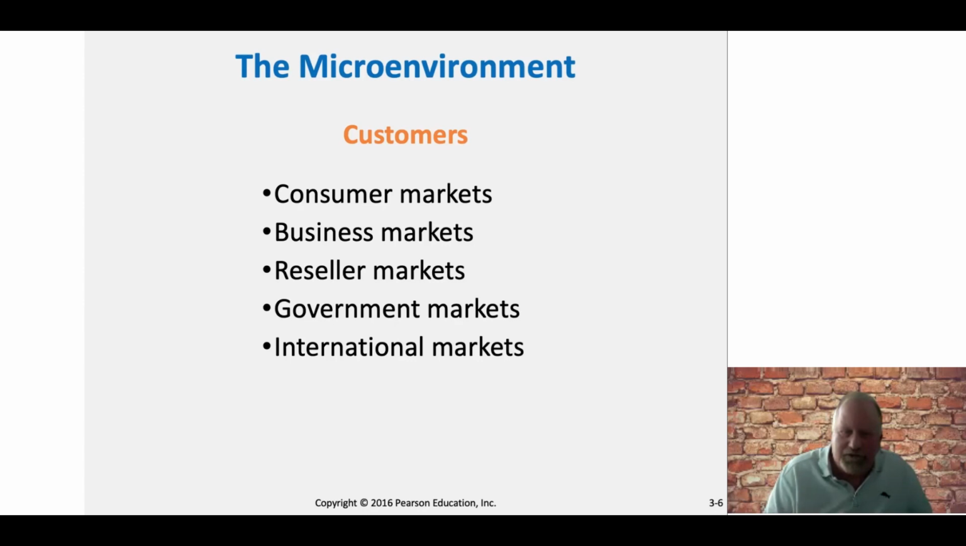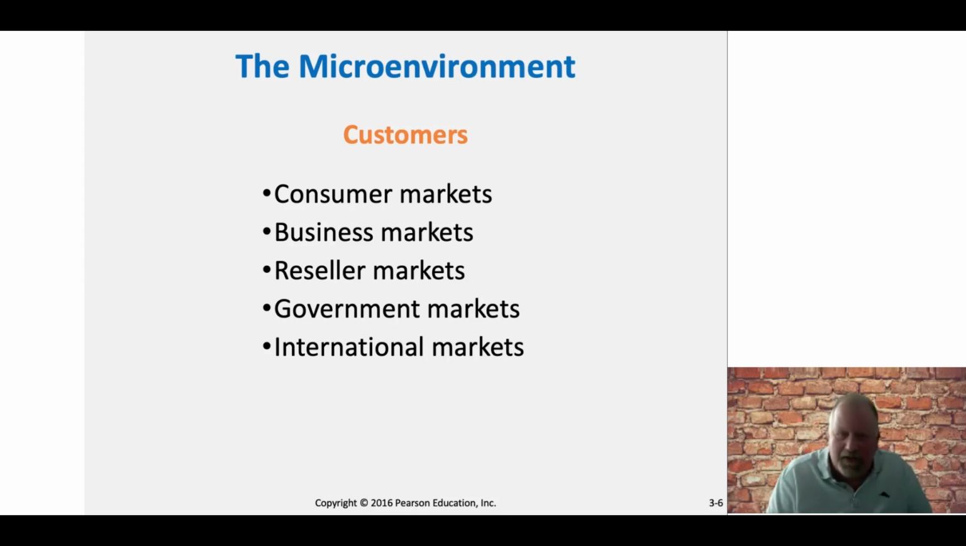So we have business markets. These are companies that buy from other companies that may use those products to be able to manufacture. Remember, we talked about these upstream suppliers. This is an example. When they sell downstream, this is an example to them of a business market. They're selling to another business. We have reseller markets. We just talked about that a little bit. Those are self-explanatory. We have government markets.